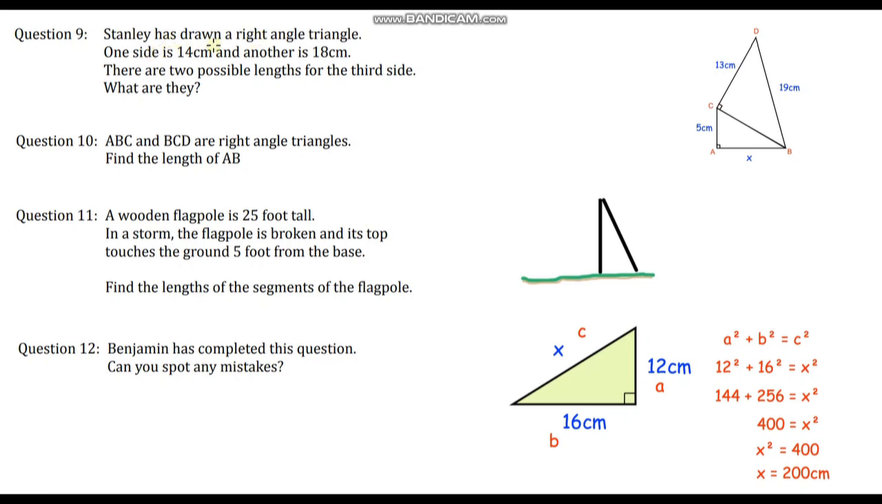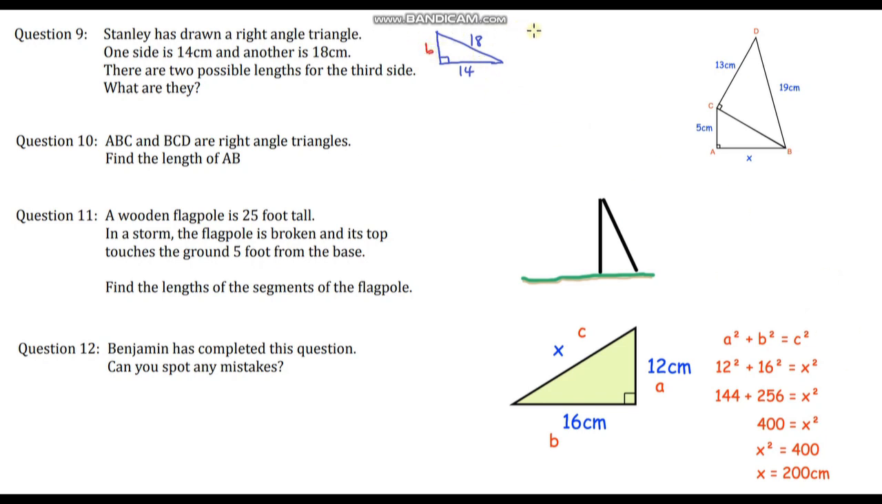So question 9, Stanley has drawn a right angle triangle. One side is 14 centimetres and another is 18 centimetres. There are 2 possible lengths for the third side. What are they? So let's just go through one example first. Let's draw our triangle in. And we know it's a right angle triangle because we've been told that in the question. Let's say this is our triangle. Let's say this side length is 14 and the hypotenuse is 18. So let's work out what this missing value is. Let's call it b. I don't think I've used b yet.